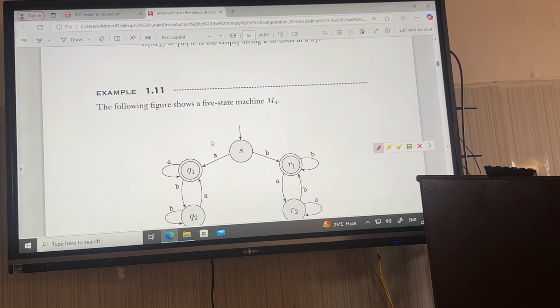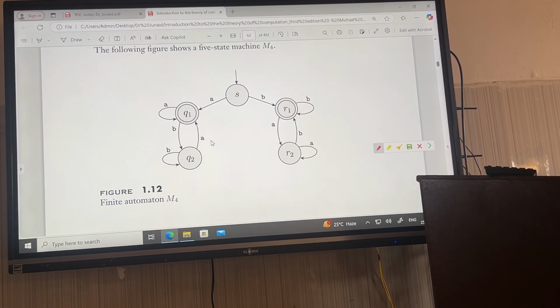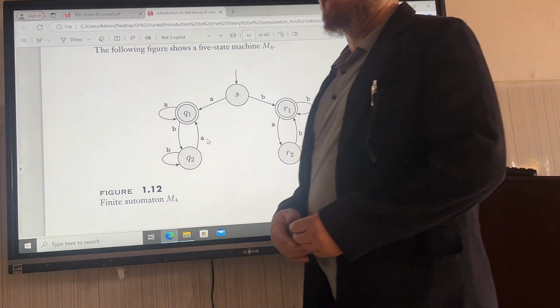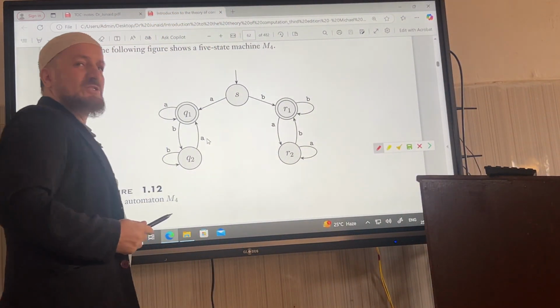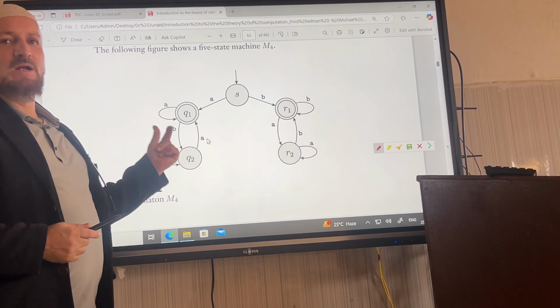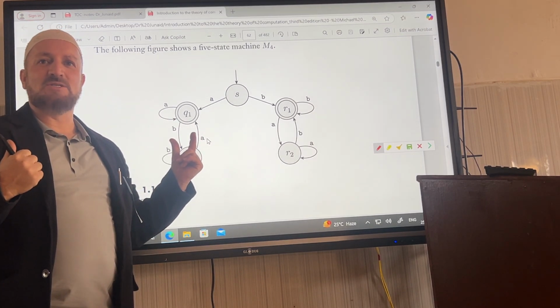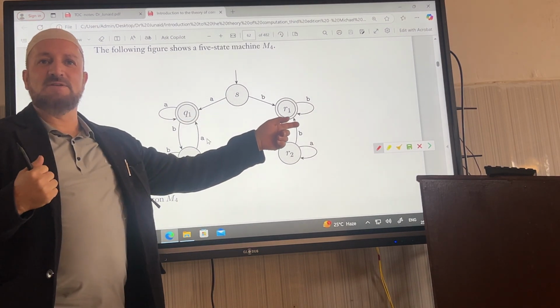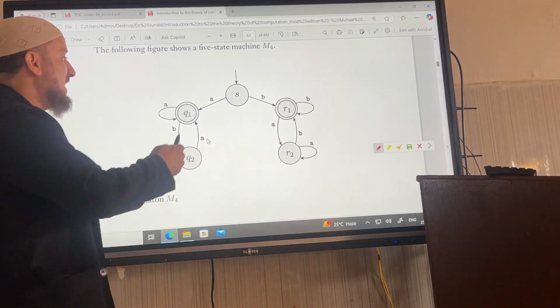What do you say about this one? It should start with 0. Very simple. It starts with some state S. If A comes, it will go to the Q1 state on the right. If B comes, go to the left. If A comes, go to the left.